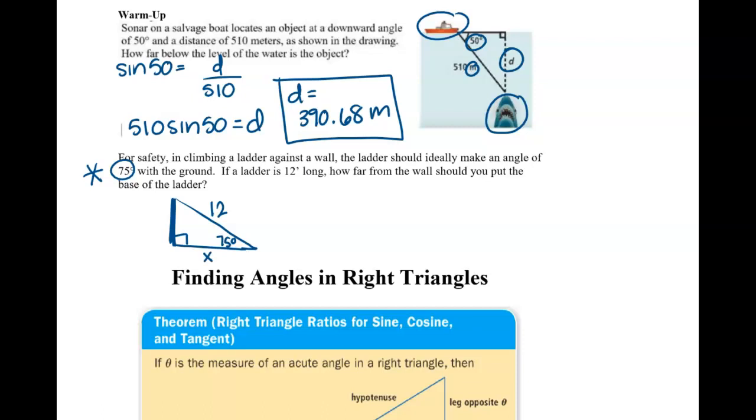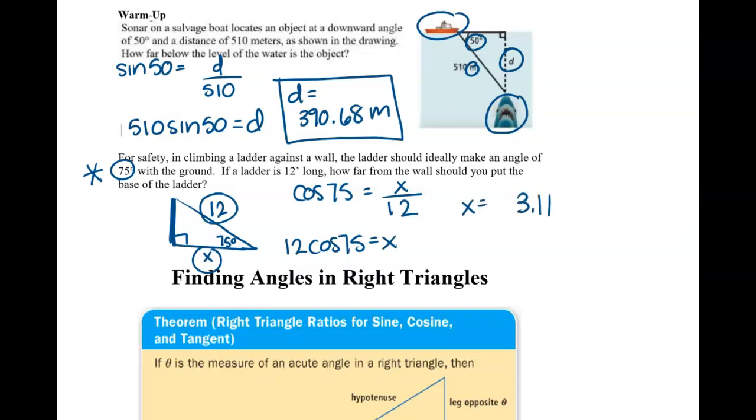We want to know how far from the wall we should put it, so there's our x. So using our 75 degrees, we have adjacent and hypotenuse, so that's cosine. Cosine of 75 will be x over 12. Multiply both sides by 12. 12 cosine of 75 will be x. So x is 3.11. Units are feet. That single apostrophe is feet. If it was 2, it would be inches.